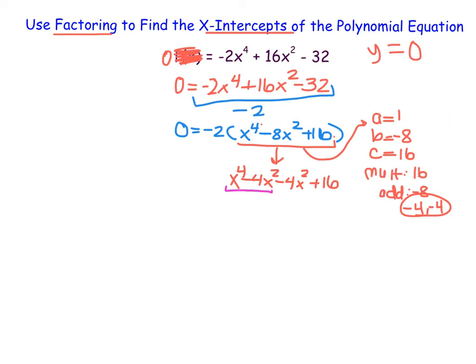Now we're going to group these into pairs and find the greatest common factor. So in this first one, the greatest common factor is x squared.